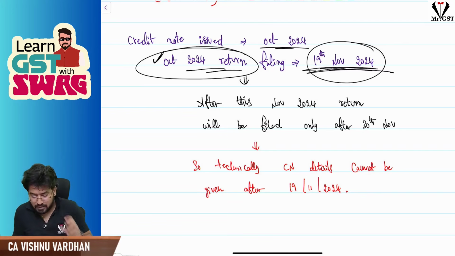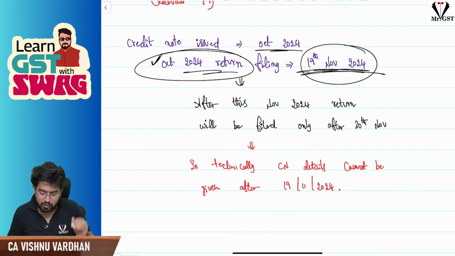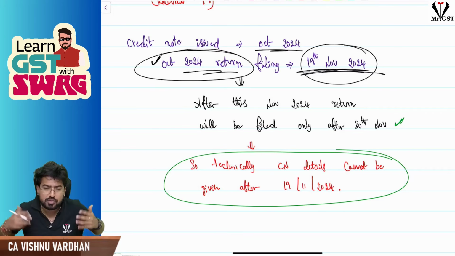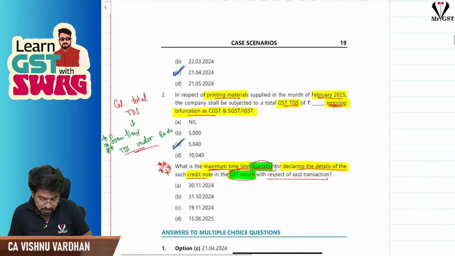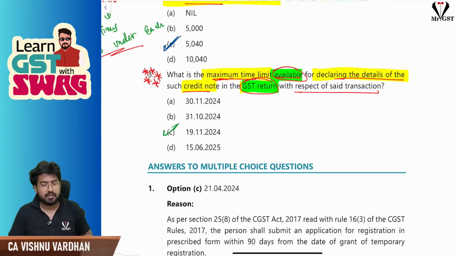So they are practically testing your knowledge here. Hope you have understood this. Okay. So such a beautiful point on credit note. Yes. Hope you have enjoyed this discussion, right? So I repeat, after the October 2024 return, you will file the next return only after 30th November. So technically speaking, credit note details cannot be given after 19th November 2024, because you will not get an opportunity to file anything. Okay, a super duper point. So the answer here is 19th November, an extraordinary point tested by the institute.